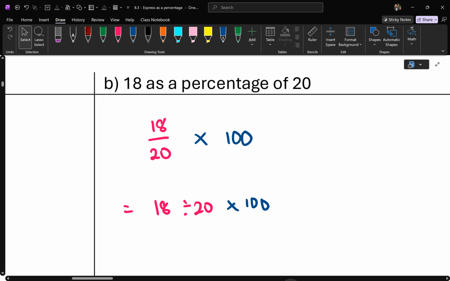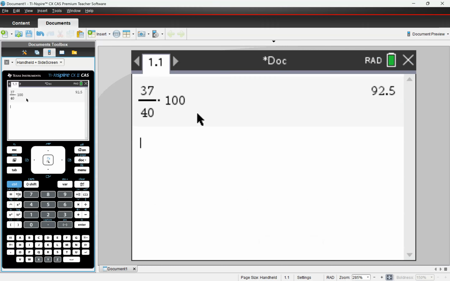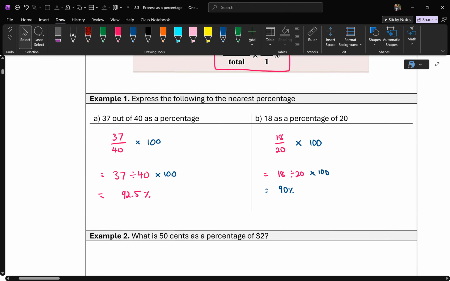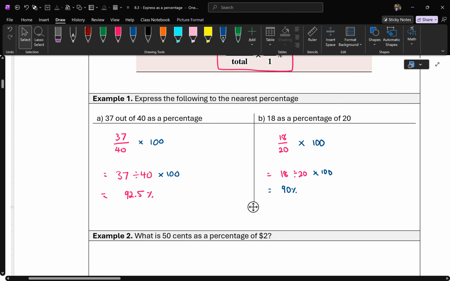And here we go. I'm going to do it on a calculator. Or you can times it by 5 because there's 5 lots of 20 in 100. But here we go. 18 divided by 20 times 100. And we get 90. 90%. So far, so good? Okay, so that's the skill.